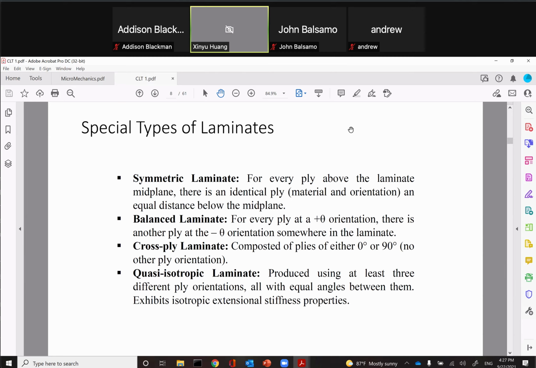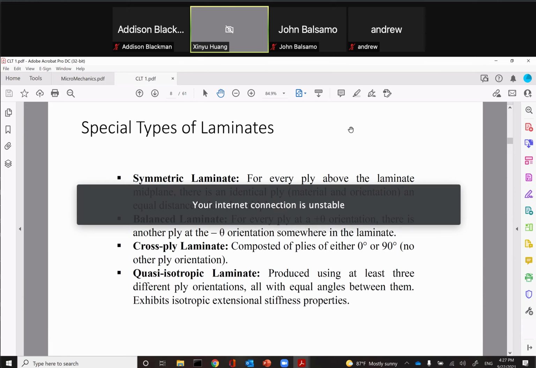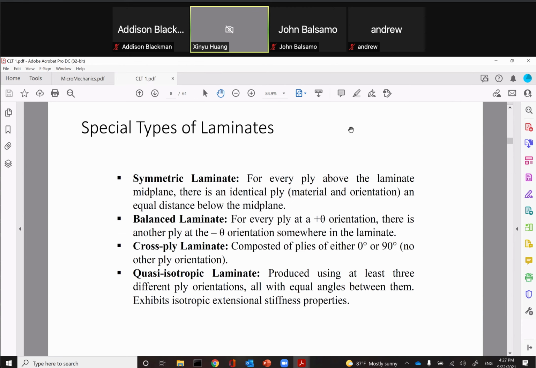Cross-ply is a laminate that consists of mostly 0 or 90s. There are no other orientations. So it's all either 0 or 90. That's called cross-ply. This is a quasi-isotropic ply. It's interesting.